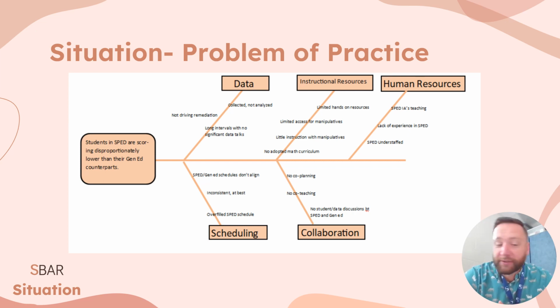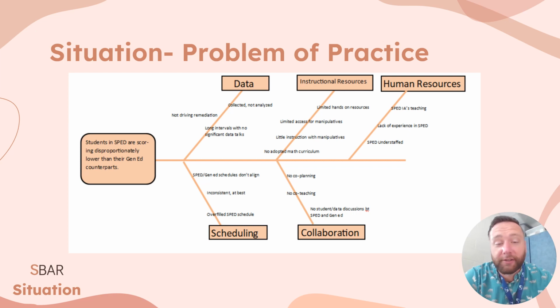So what I want to do is increase access to manipulatives and also teach the students how to use them, because it's not enough to just give somebody a tool, you need to show them how to use it effectively. We also have no adopted math curriculum at our school. We do have supplementary materials. One is Bridges, which is great, but it is not Virginia aligned, so there's a little bit of working around to do there.